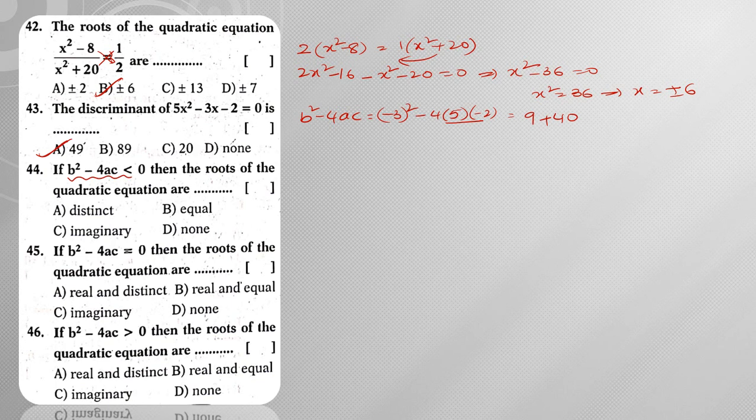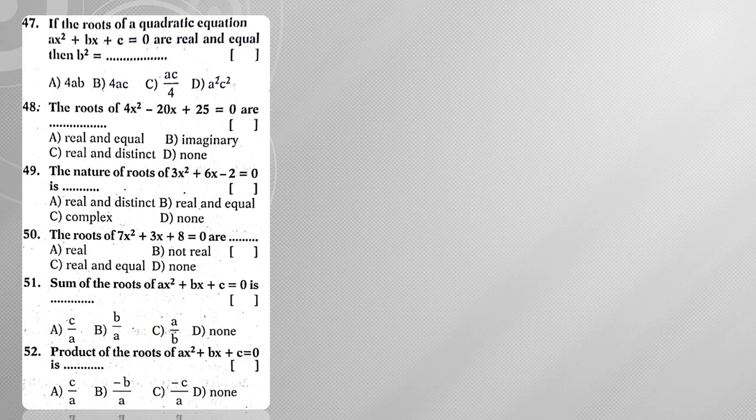Next, if b square minus 4ac is less than 0, then the roots are imaginary. If b square minus 4ac is equal to 0, then the roots are real and equal. If b square minus 4ac is greater than 0, then roots are real and distinct. Right?